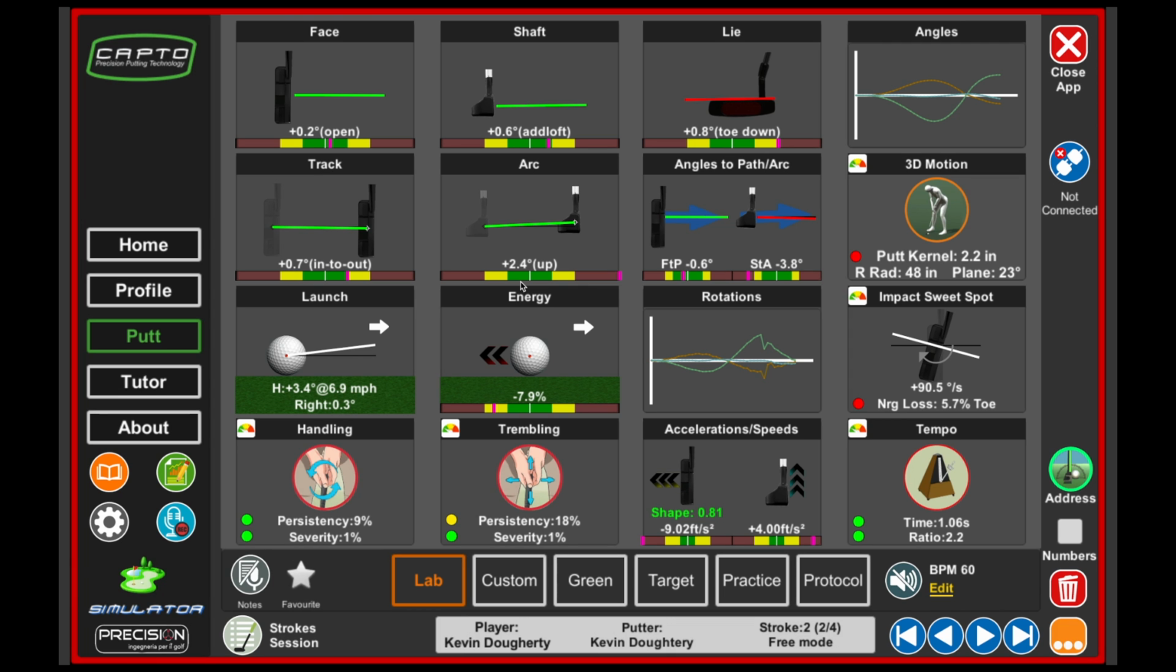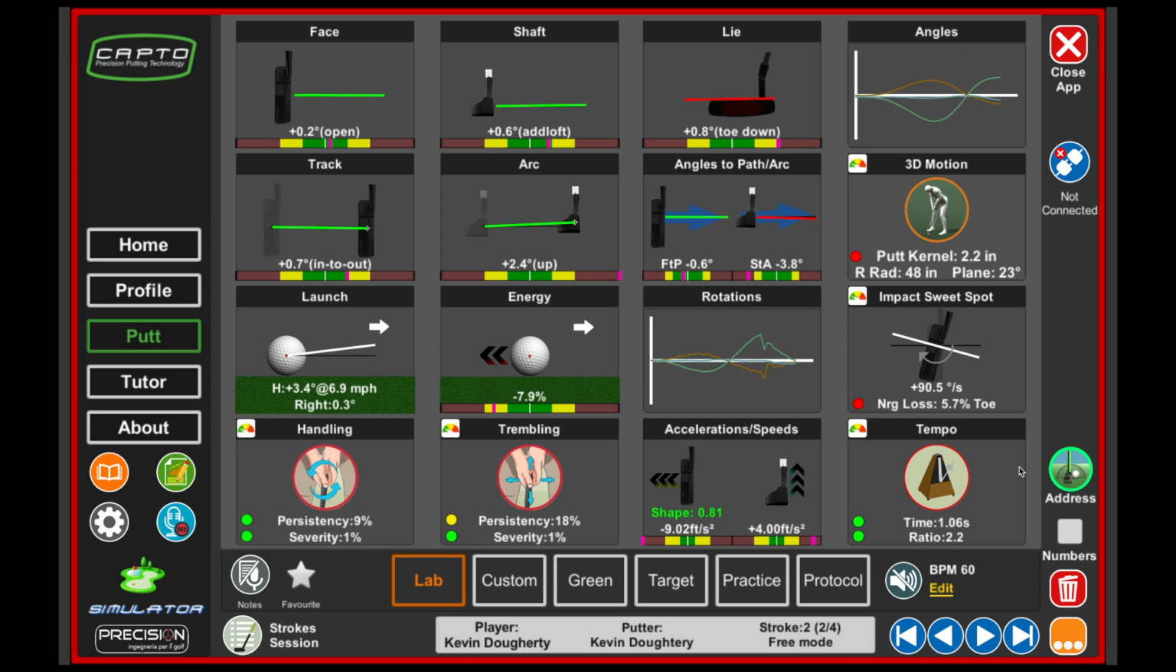So let's go ahead and take a look at the difference between the address and Plumb mode within the Capto software. In the bottom right hand corner, we have it currently set to the address mode. Now as I toggle back and forth between Plumb and address, you're going to see two of the data tiles changing. Shaft is going from plus 0.6 add loft to minus 1.4 de-loft, and then the lie has gone from 0.8 toe down to 1.5 toe up. So a big difference in the data.